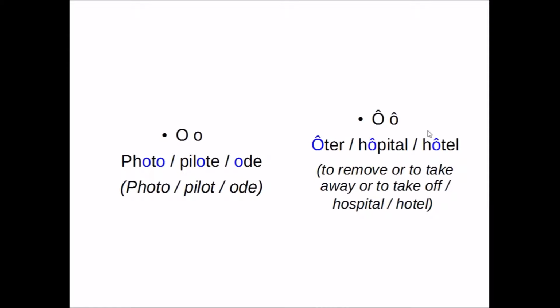So the next one is the letter O. There is two kinds of O's. There is the O without an accent, and there is the O with an accent. They are pronounced more or less in the same way. So we say photo, pilote, ode. And here we say hôtel, hôpital, hôtel. So again, this accent here, well, in these words actually, means that there used to be an S between the O and the P, but it disappeared, so we put that instead. Well, in English you say hospital.